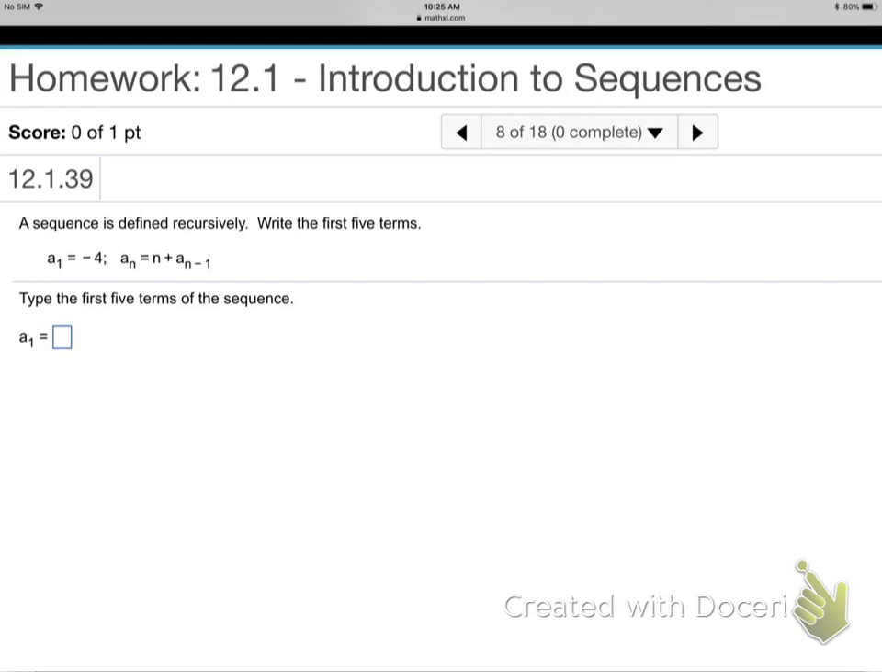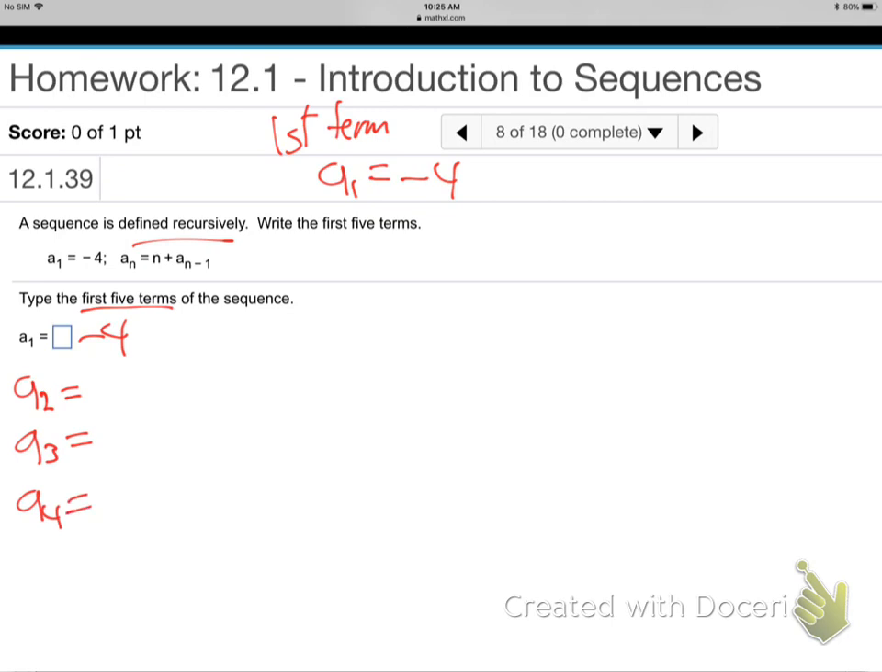Okay, so now what they're doing recursively means going back in the sequence. Let me write out what they're saying. They're saying A1, which stands for the first term, is negative 4. We just start with negative 4. So here's the first term, negative 4. I'm able to answer the first question. But they also want the second term, the third term, the fourth term, and the fifth term. So they want the first 5 terms. The first one is negative 4.